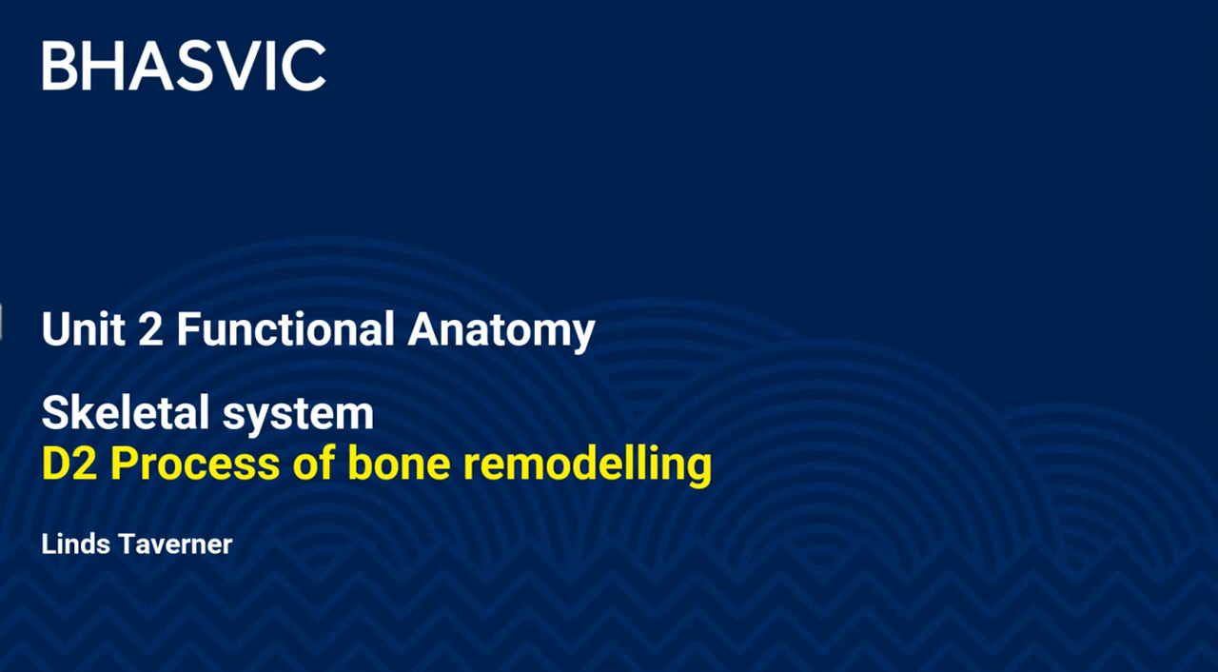Okay, so this BTEC Sport and Exercise Science video is for Unit 2 Functional Anatomy. We are focusing on the skeletal system and specifically D2, the process of bone remodeling. So we've already had a video that explains how bones grow, convert cartilage into hardened, tough bone, and then once we reach physical maturity, we remodel through the rest of life. And this video is specifically on the remodeling process.